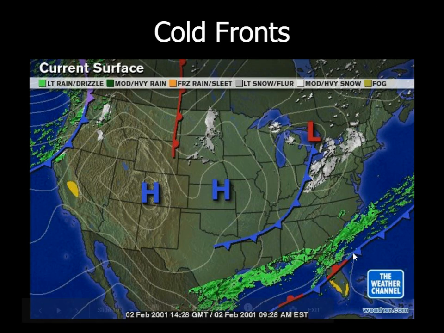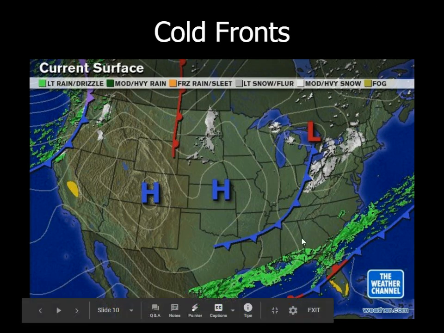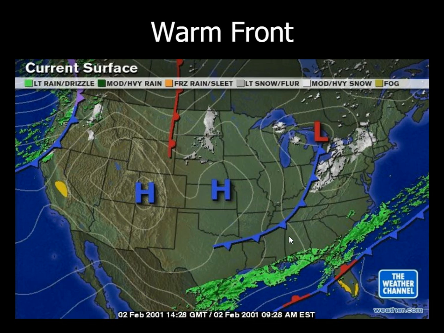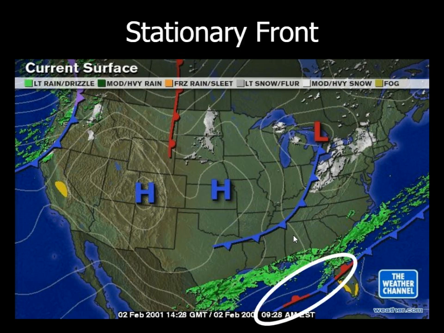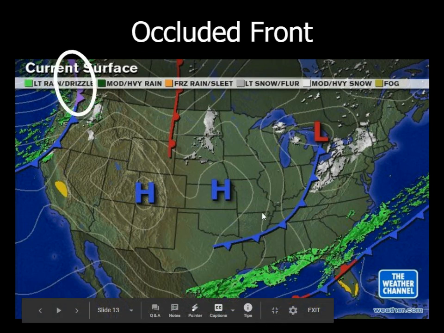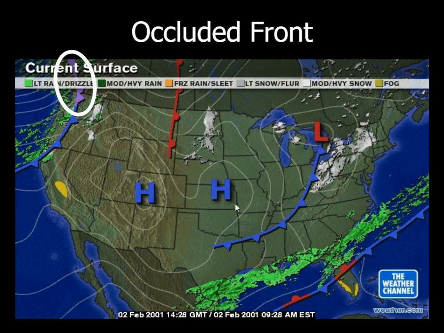If you look, a lot of the time you aren't going to have too much weather along an occluded front. You have your cold front here and here, and you have your warm front here. Stationary fronts are down here. You'll see how the weather kind of stops there and keeps going. And then your occluded front, of course, is more in your higher mountains.